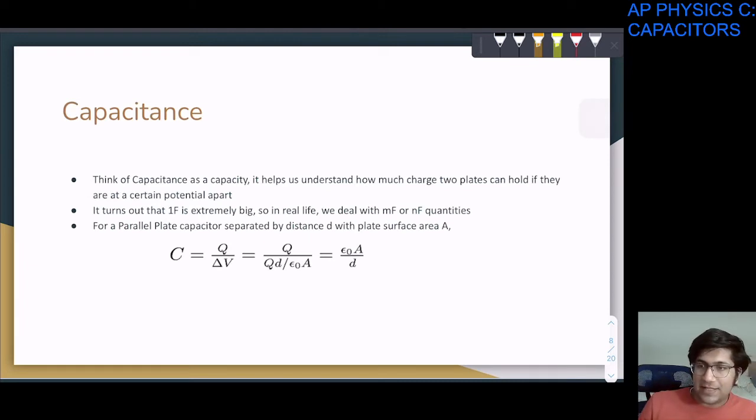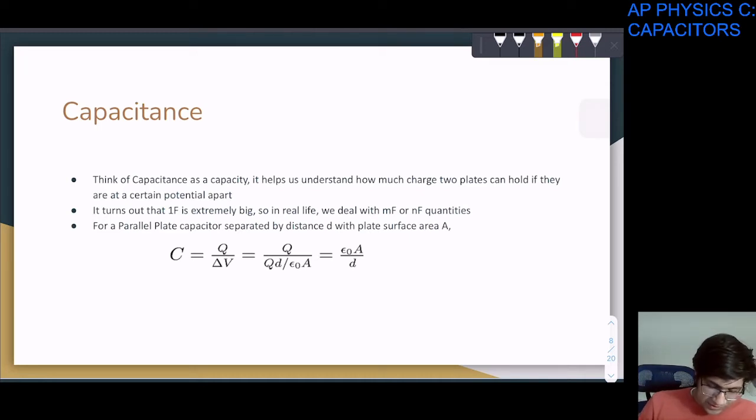Okay, so think of capacitance as capacity. It helps us understand how much charge two plates can hold if they're at a certain potential apart. It can also help us understand how much potential there'll be if we charge the plates to a certain amount. And it turns out that 1 farad is extremely big. So 1 farad is just a coulomb per volt. It's really big, and in real life we often deal with nano or picofarad capacitors, sometimes millifarad capacitors. So you'll rarely see one farad, this is huge. We should get a picture for next year for what it looks like.